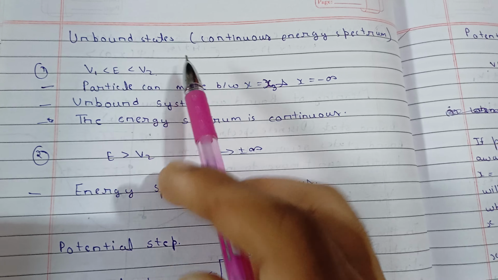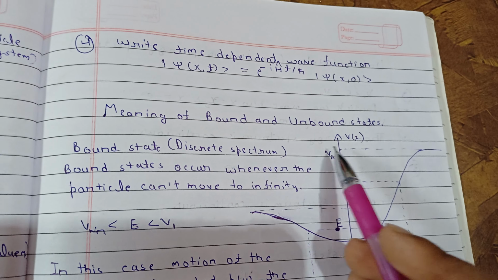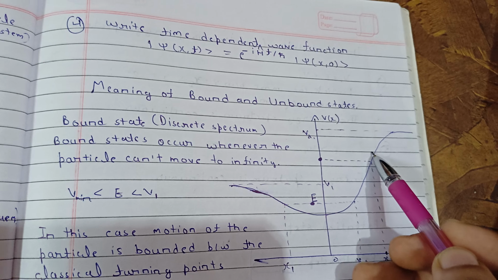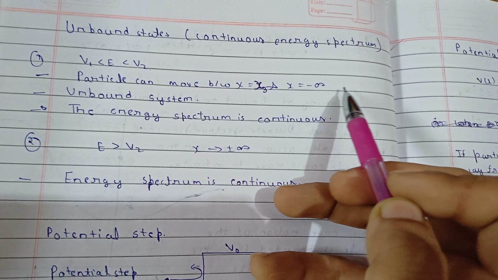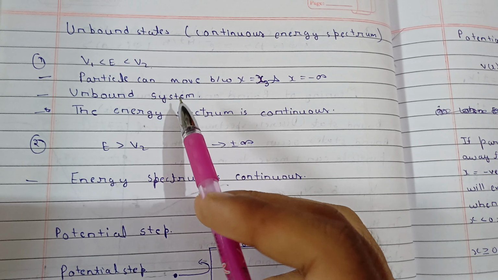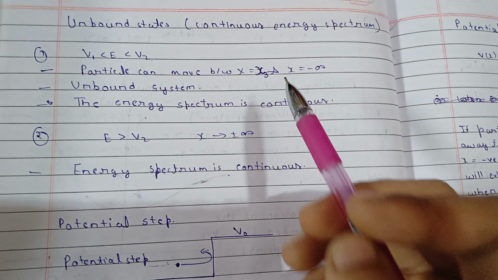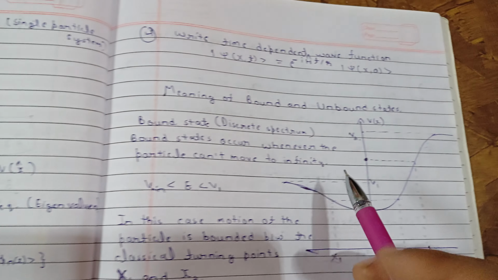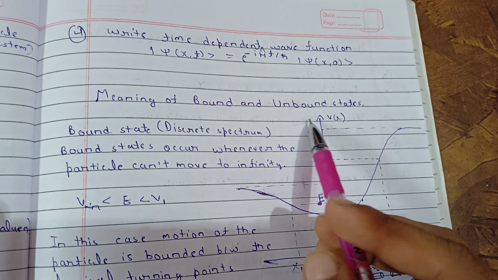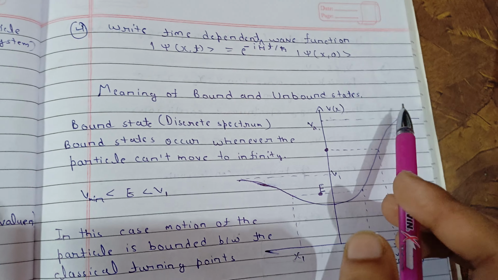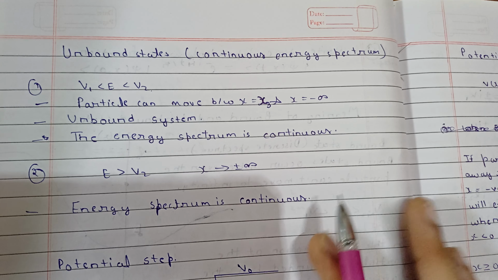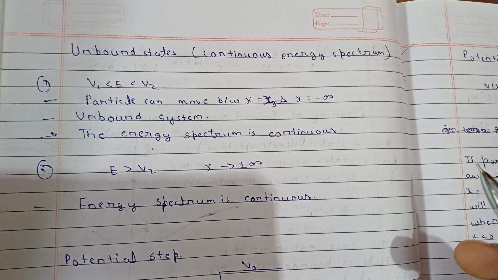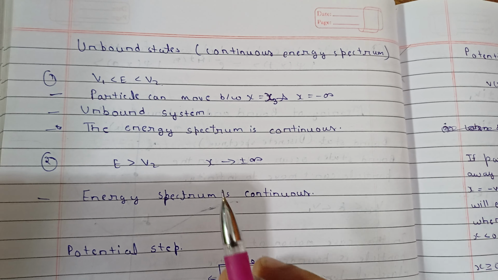When the energy is between V1 and V2, the particle will go from this point to minus infinity. So the particle can move from x equal to x3 to x equal to minus infinity, and the system will be an unbound system and the energy spectrum will be continuous. You must remember these terms. When E is greater than V2, when E is greater than this particular potential, then it can go from minus infinity to plus infinity. That is the motion after V2. That is also unbound, and the energy spectrum will be continuous for that also. So you must remember these points: what is continuous and what is discrete, and what is bound and what is unbound.